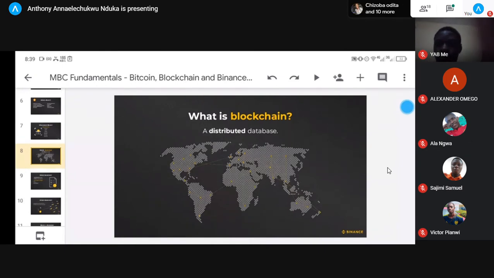Now, what is blockchain technology? Blockchain technology is a distributed database. Now, let me make you understand this by using my village as an example. If in my village we are making transactions and these transactions are being recorded, the recording here is going to be on a textbook. Now let me use the bank to give you an instance.